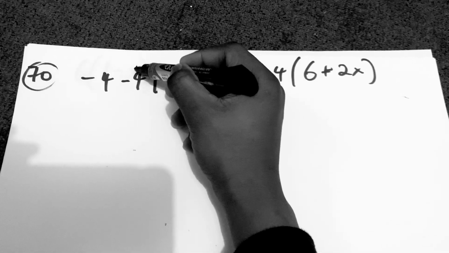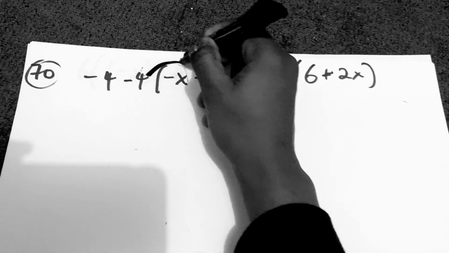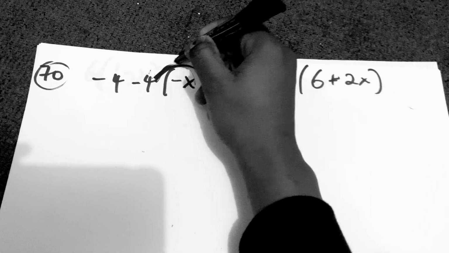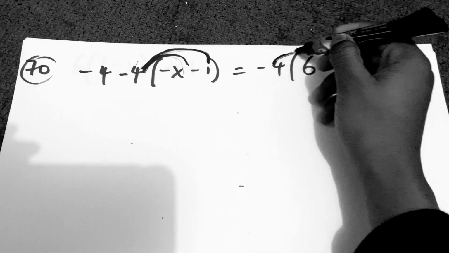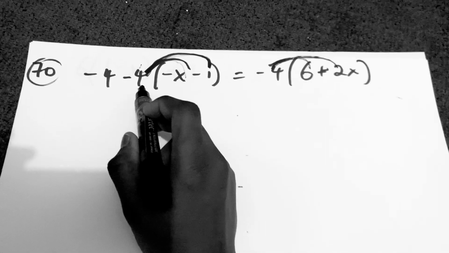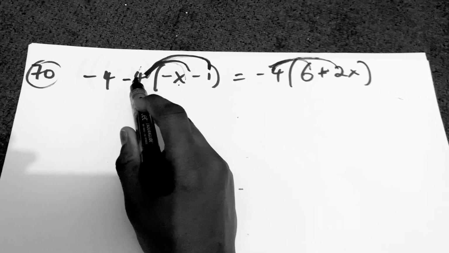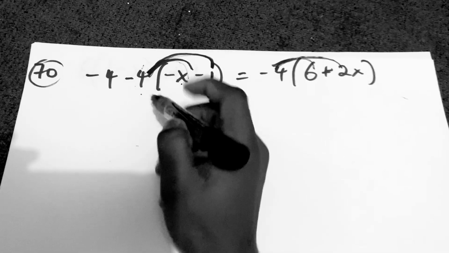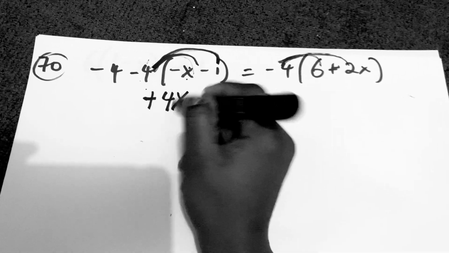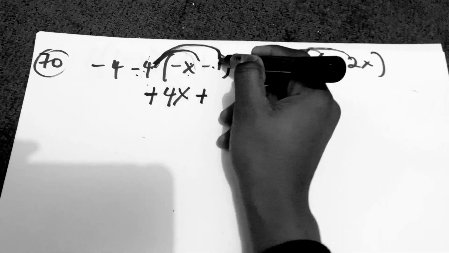So negative 4 is multiplying x, as we know, and negative 4 is multiplying negative 1. This is the FOIL method, right? Negative 4 is multiplying this, and this is multiplying this, right? Negative 4 times negative x. So go by the sign first. Negative times negative gives you positive. 4 times x gives you 4x. Negative times negative gives you positive. 4 times 1 is 4.